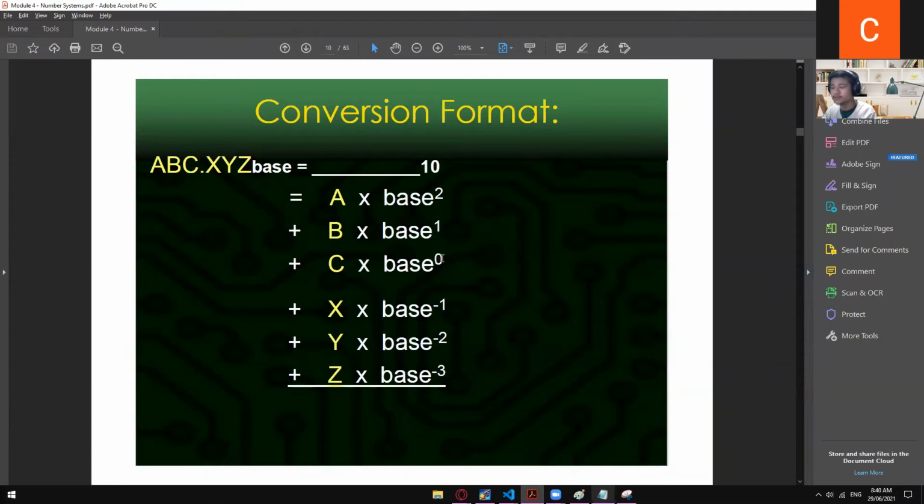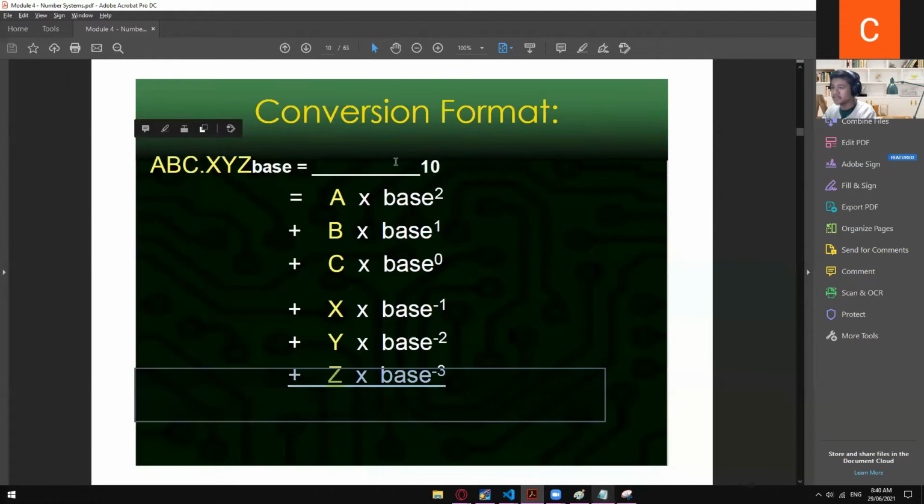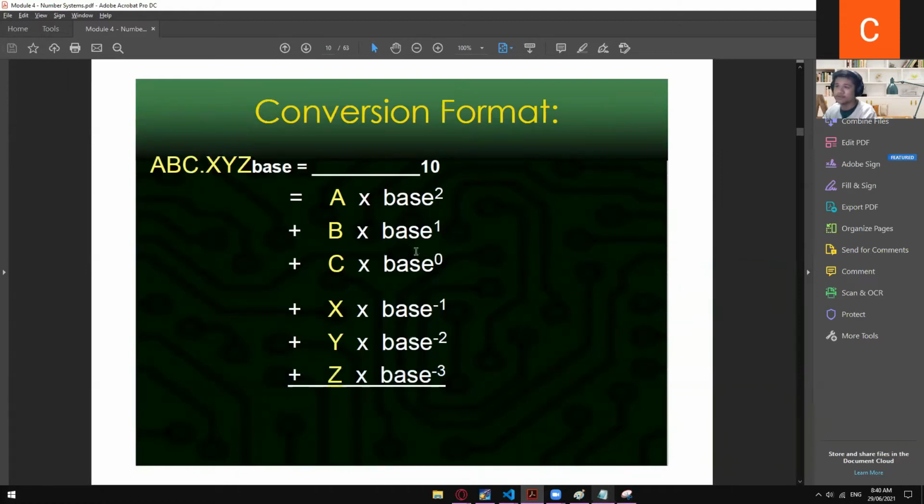As you guys can see, we started with 0 right here and then it's increasing by 1. So 0, 1, and then 2. And then for the fractional number, we started with -1 and then it's decreasing by 1. So -1, -2, and then -3. If you have more right here, then it's now -4. The same with this one right here. If we have more numbers right here, then it's now 3, 4, 5, and so on and so forth. Okay, so that's basically the format on how to convert any base into a decimal.